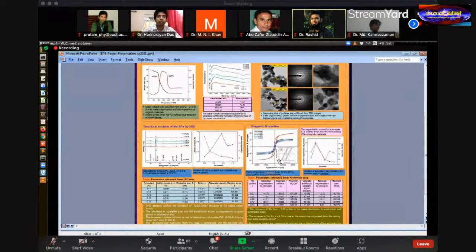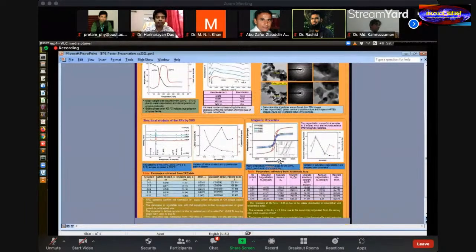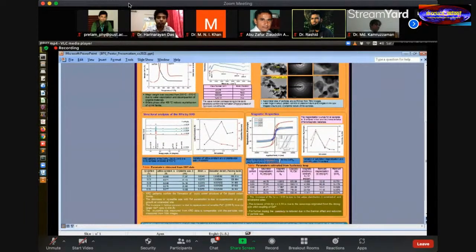If we keep increasing the gadolinium doping, the coercivity decreases. This is because of thermal effect and reduction of particle size. Thank you very much.